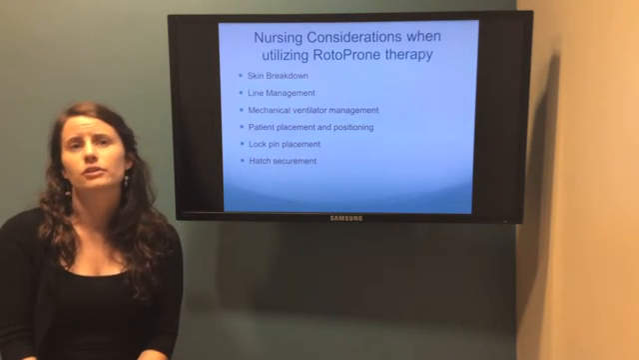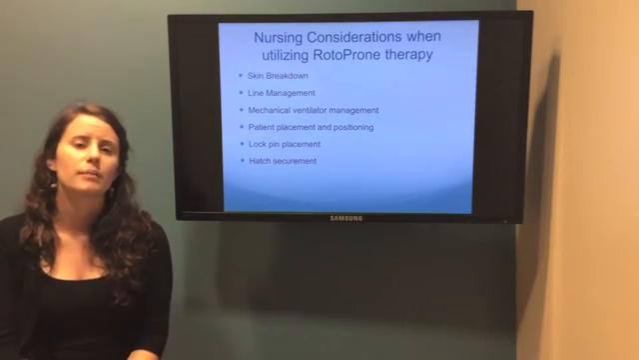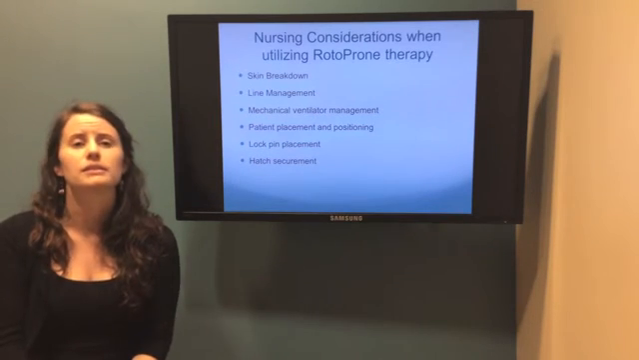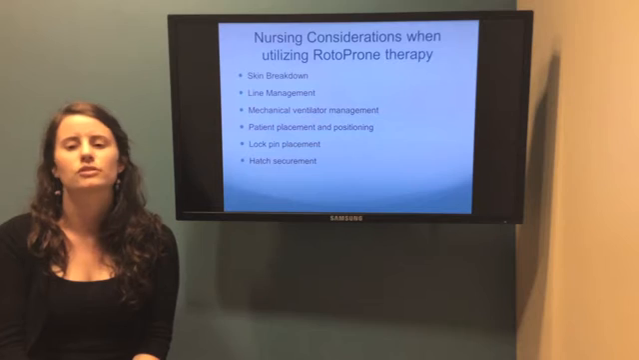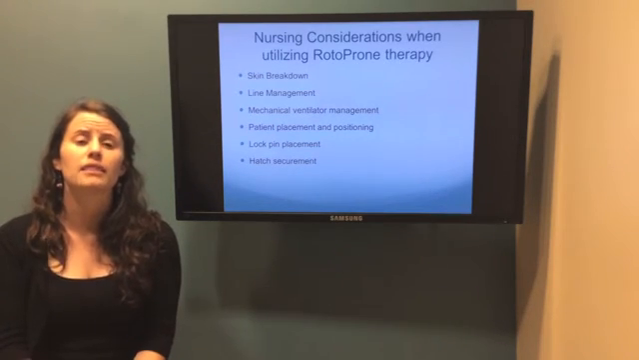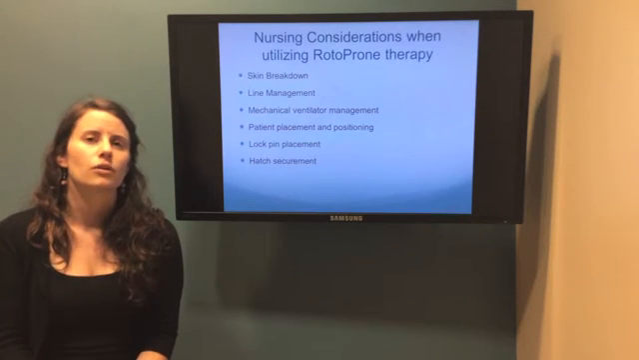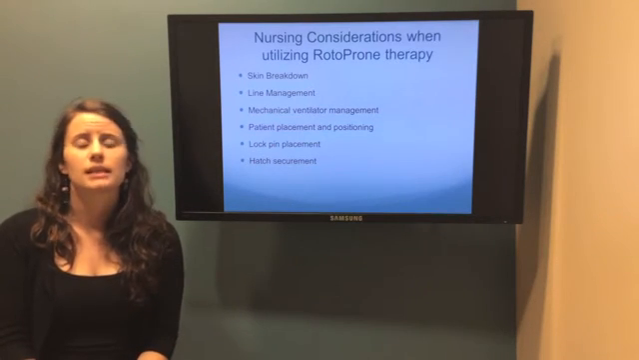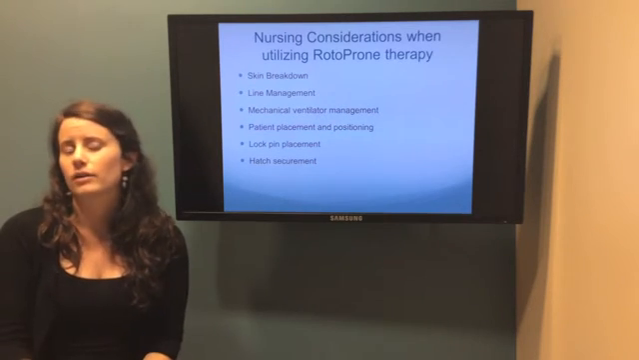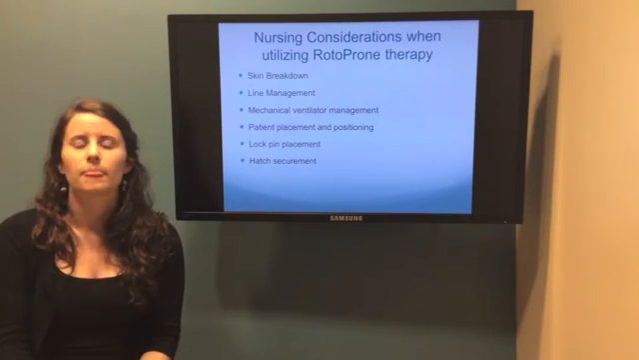There are some specific nursing considerations when a patient is placed into the rotoprone therapy bed. Skin breakdown is the biggest concern. These patients are packed very, very tightly into these beds, and they're kept in them for quite a while. So any bony prominences can get skin breakdown, so all of these areas should be padded prior to putting a patient into this bed.